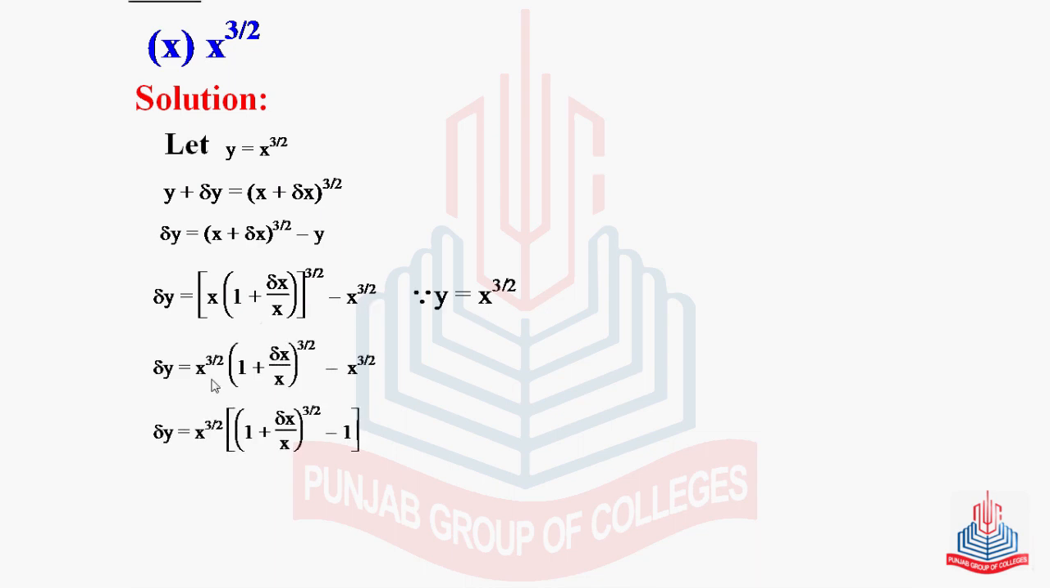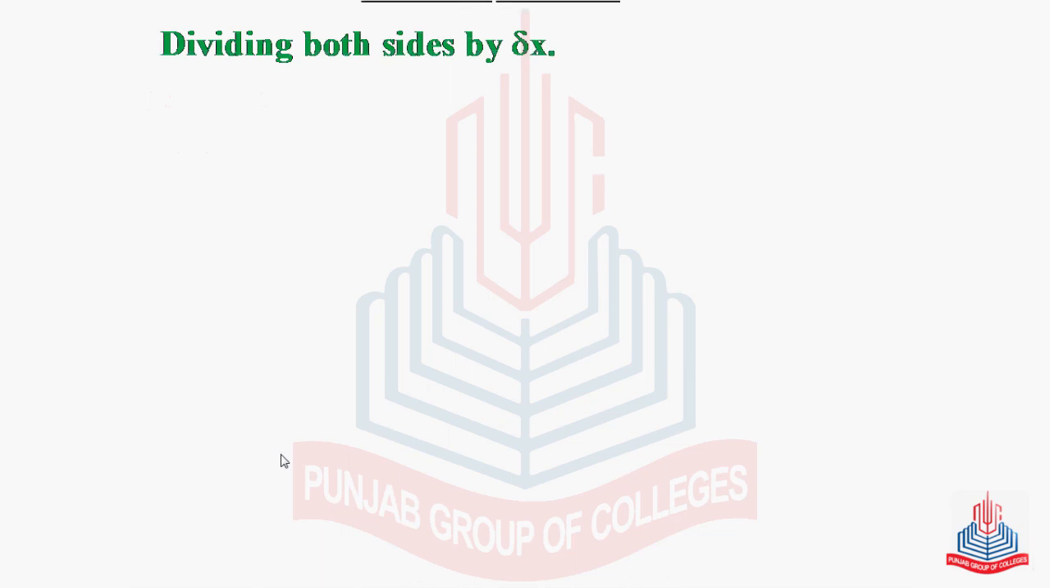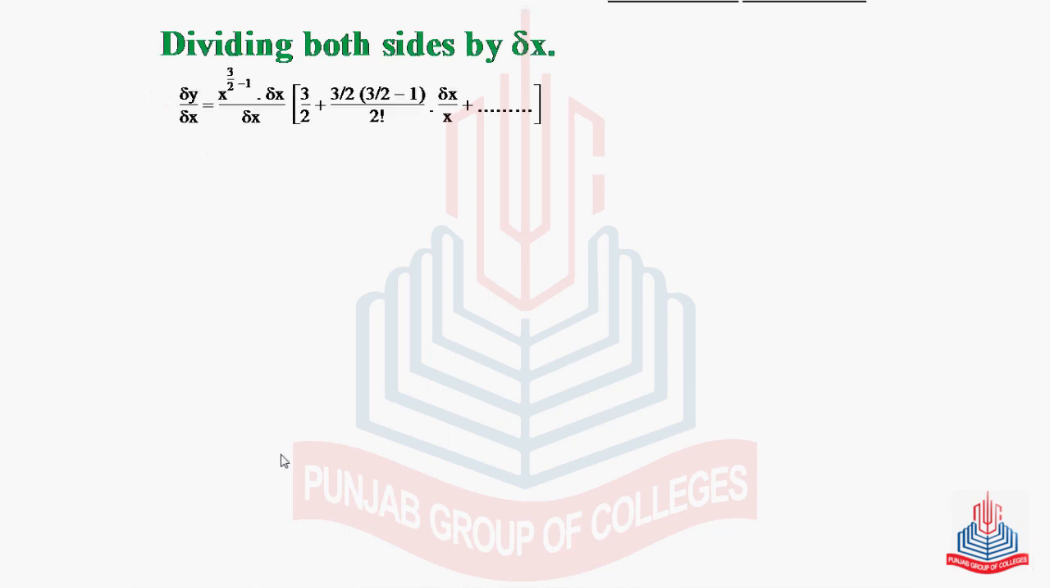x to the power 3 by 2 will become a common factor. We have 1 plus delta x over x raised to the power 3 by 2, minus 1. Applying the binomial series here, you must check it yourself. Simplifying, 1 and minus 1 will be cancelled out. Dividing both sides by delta x, delta y by delta x, x raised to the power 3 by 2 minus 1, and delta x by delta x will be cancelled out. So delta y by delta x is equal to x raised to the power 1 by 2. The bracket portion will remain the same.